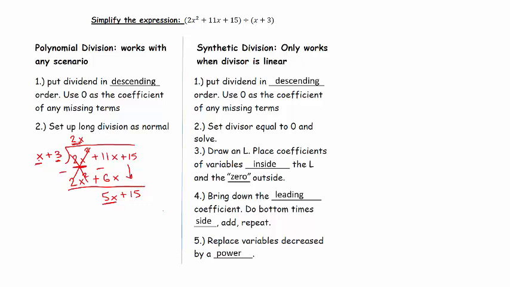So we're thinking x times what gets you 5x? And that would be 5. And then we do 5 times x, we get 5x. We do 5 times 3, and we get 15. Notice I'm stacking them nice and neatly. Subtract, subtract. These make 0, and conveniently, these make 0 as well. And up here is where your quotient is. So the answer to the problem is 2x plus 5.